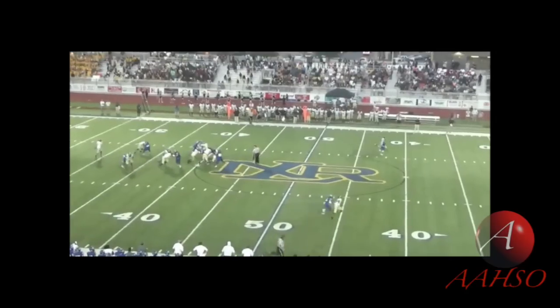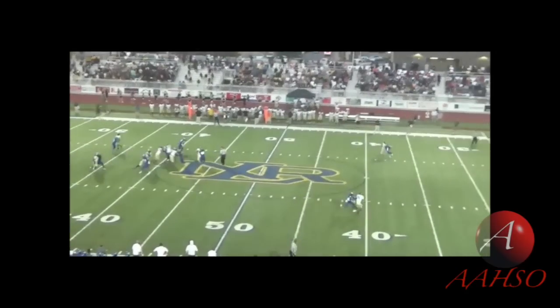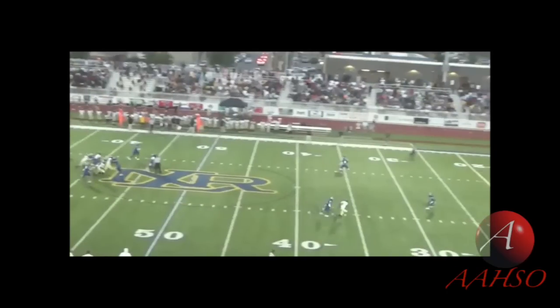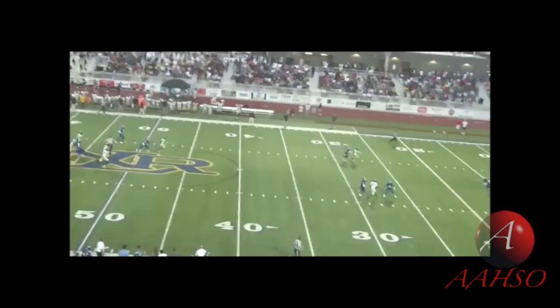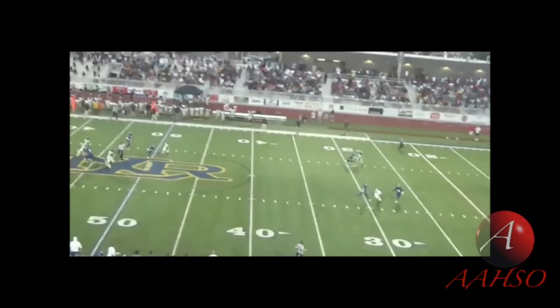So the ball has been kicked. So when does this foul occur? There it is. There's the release, and watch this player run in space. So when this foul occurs, the ball has been kicked and it has not yet been recovered by the receiving team. So why is that important?